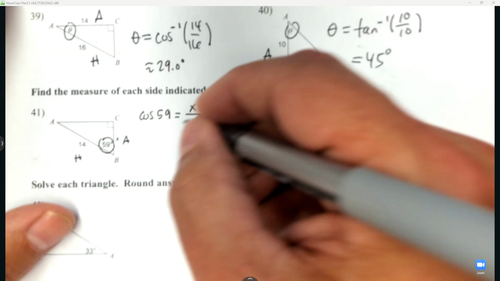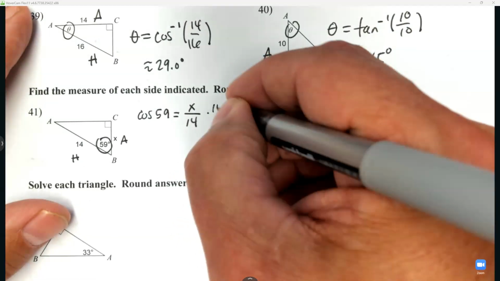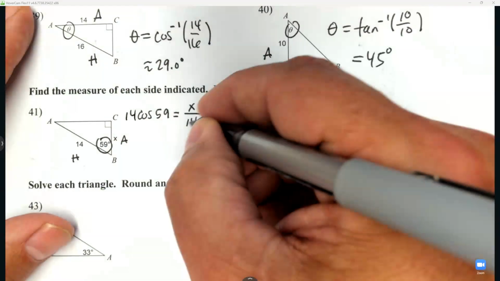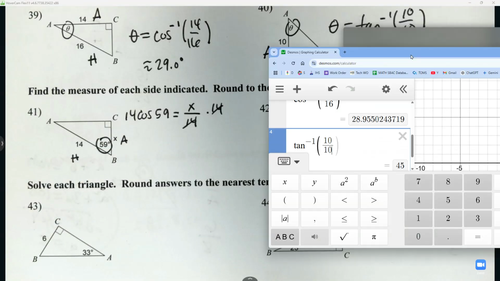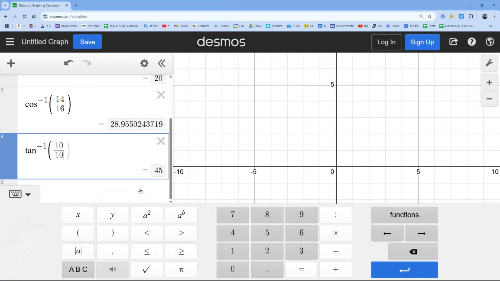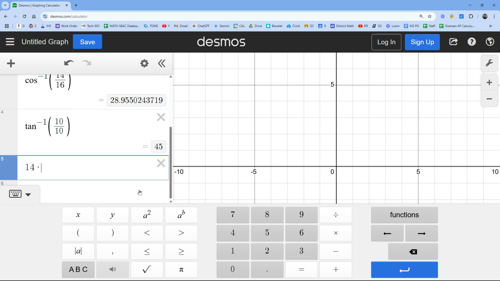So to get X by itself, the inverse of dividing is to multiply. So these cross out. So I'm going to multiply by 14. Cosine 59. So I'm going to use my calculator. 14 times cosine 59. And I get 7.2.